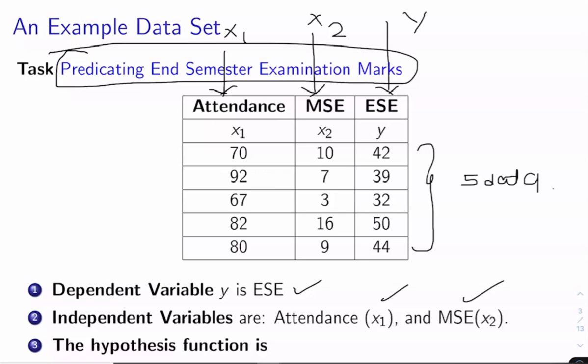The hypothesis function for this particular equation is y equals beta 0 plus beta 1 times x1, where x1 represents the attendance and beta 1 represents the strength of the relationship between the attendance and the end semester marks, plus beta 2 times x2, where x2 represents the mid semester examination mark and beta 2 represents the strength of the relationship between the end semester examination marks and the mid semester examination mark.